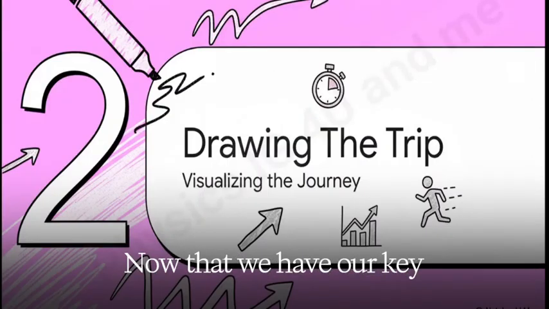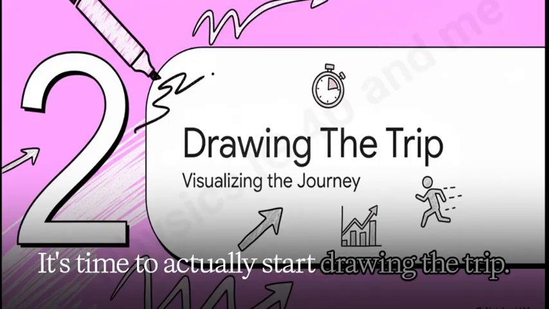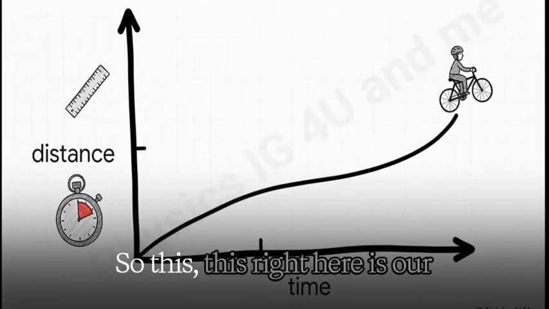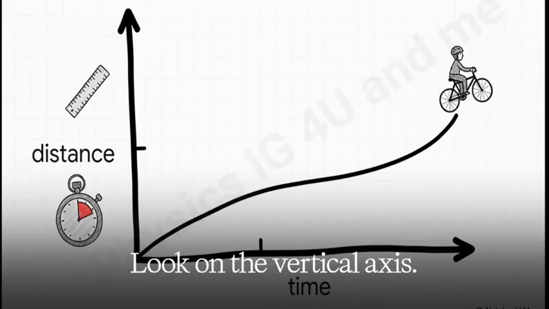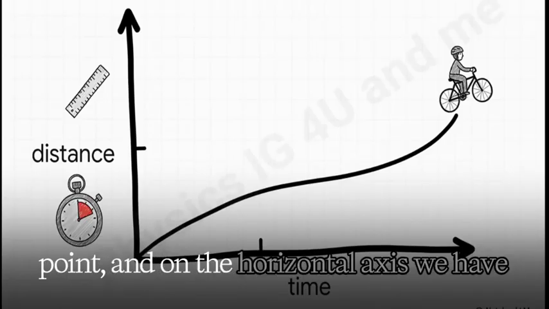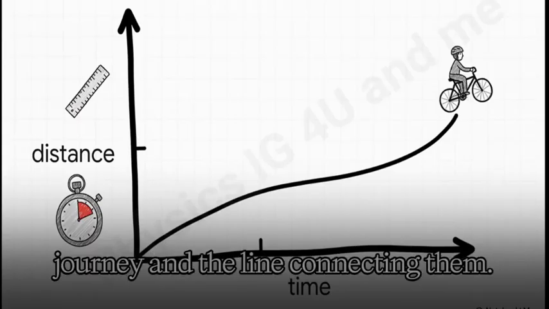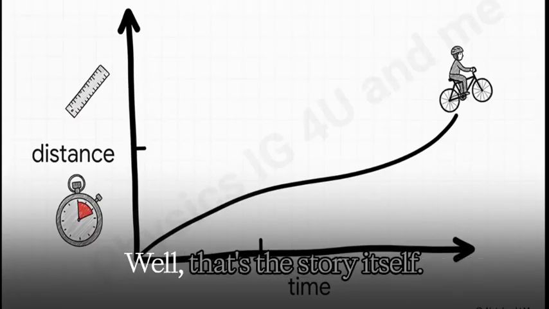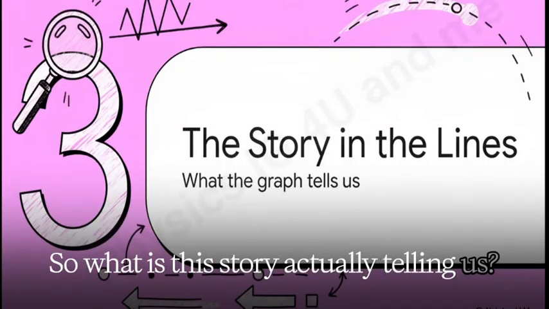All right, now that we have our key terms down, let's get back to telling our story without words. It's time to actually start drawing the trip. So this right here is our canvas, a distance time graph. Look, on the vertical axis, we've got the distance our cyclist has traveled from their starting point. And on the horizontal axis, we have time just ticking by. Every single point on this graph is a specific moment in their journey, and the line connecting them, well, that's the story itself. So, what is this story actually telling us?